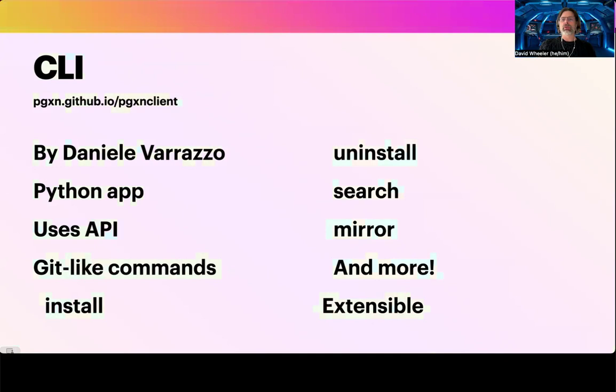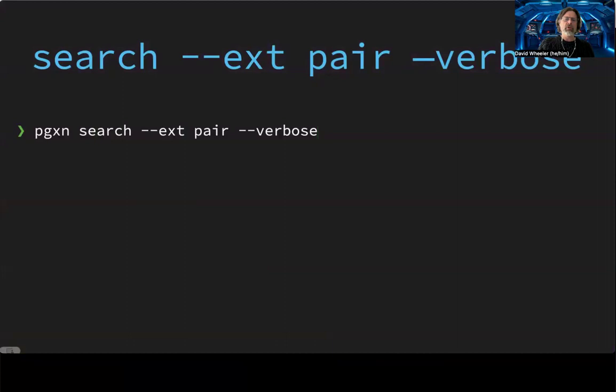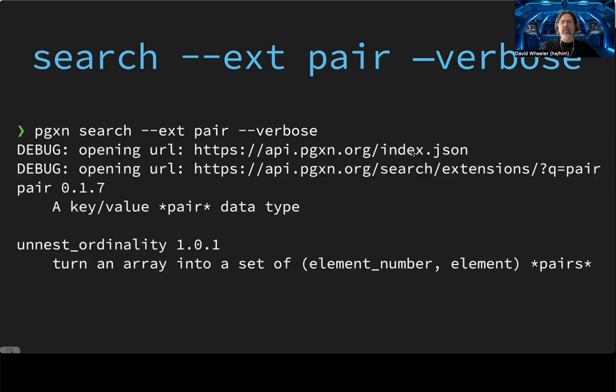So here's an example. If we use the PGXN client to search for extensions named pair, we get back, see, it does this request to the index.json, so it knows what pattern to use to make the API call and fill in the URI templates that are in there. And using that, it assembles the search query and executes it, and it gets back the two results, pair and unnest_ordinality, just like we saw when we called the JSON ourselves. It also has code that takes that response, where it had strong tags around those words in the abstract, and the client actually changes them to be emphasized by the stars.